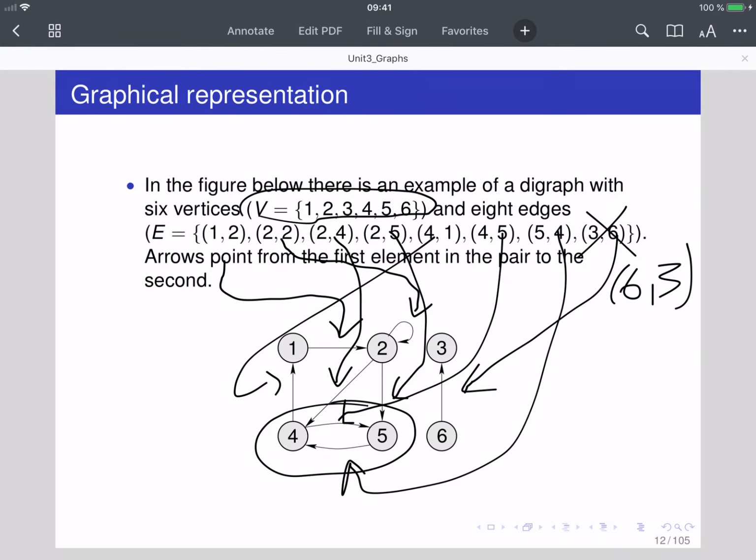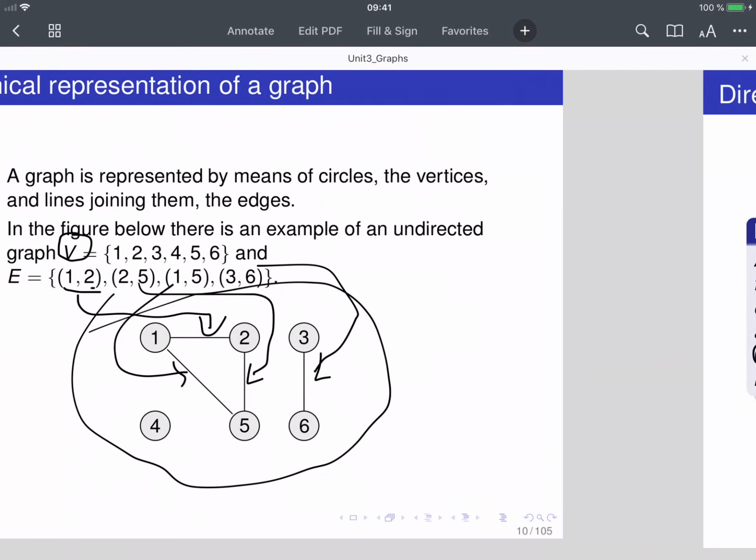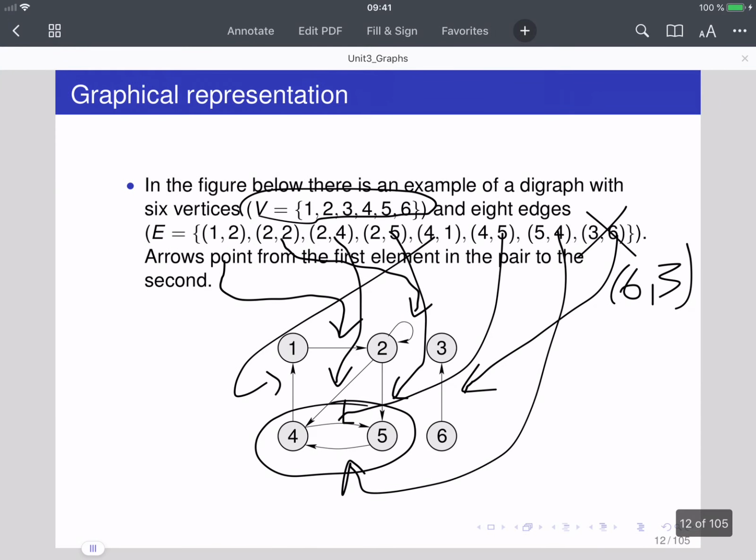Okay, and in the previous example we have connections between pairs of vertices, but only one connection between each pair of vertices. In this case we say that the graphs are simple, and the difference is whether they are directed or not. Okay, but there are situations in which we have several different connections between a pair of vertices.